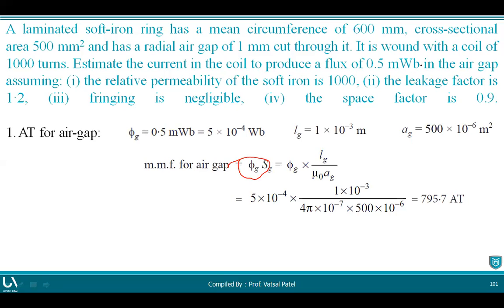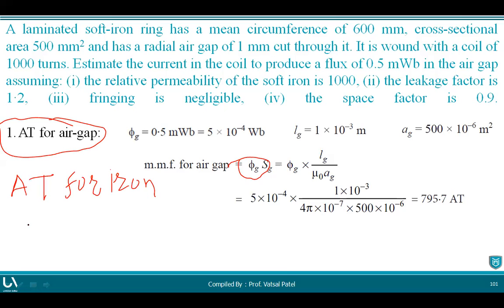Shall we go ahead now? So now we calculated here the ampere turn for the air gap. Now the second thing that we require is to identify the ampere turn for the iron path material, right? The soft iron ring we have used. So we are going to now discuss the iron path material. Then after that we identify the total mmf, and from the total mmf we identify the current component. That is our next step.